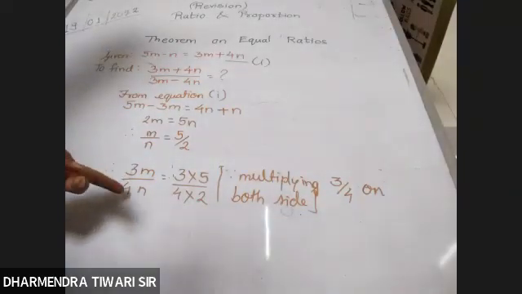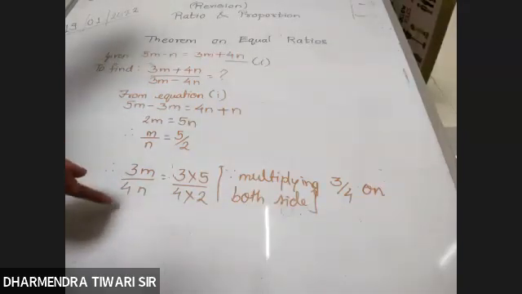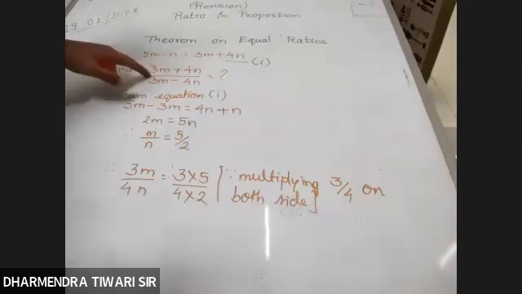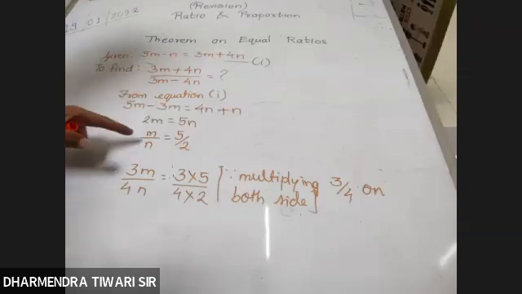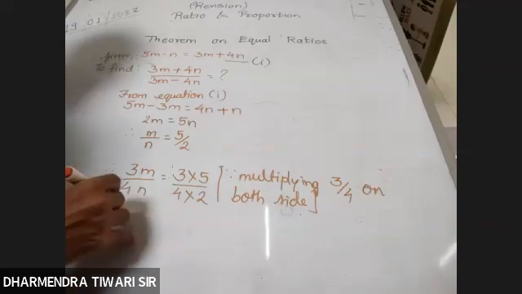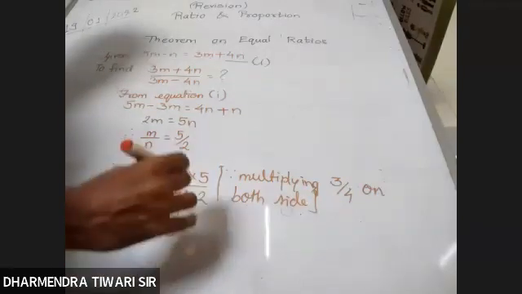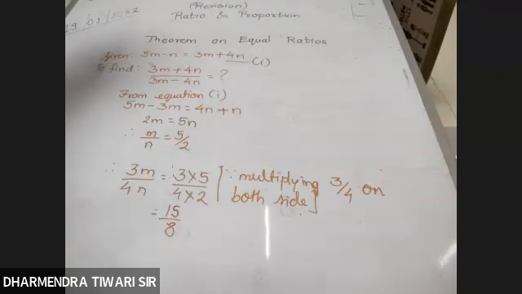So 3M upon 4N. Why are we intending to get 3M upon 4N? Why not 4M upon 3N? Because along with M, the number was 3, so my intention was to get 3M. And along with N we were having 4, so my intention was to get 4 again. This is common understanding. In order to get 3M upon 4N, we should multiply by 3 by 4. Our demand, according to the situation, was 3M and 4N, so we did accordingly. So what is the answer? 3 multiplied by 5 is 15, and 4 multiplied by 2 is 8. So we got the value of 3M upon 4N as 15 upon 8.